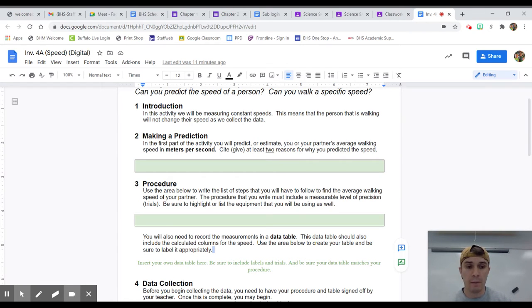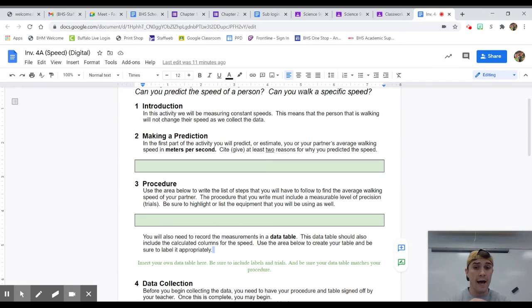Second task, come up with your procedure. Now, a few things that I look for as a teacher in this procedure. If we're going to do any experiment, we have our independent variable and our dependent variable, right? So in this case, we want to figure out how fast you are walking, right? Speed, you've learned, has 2 parts. Speed is equal to the distance you move divided by the time it takes you to cover that distance. Okay, so distance divided by time.